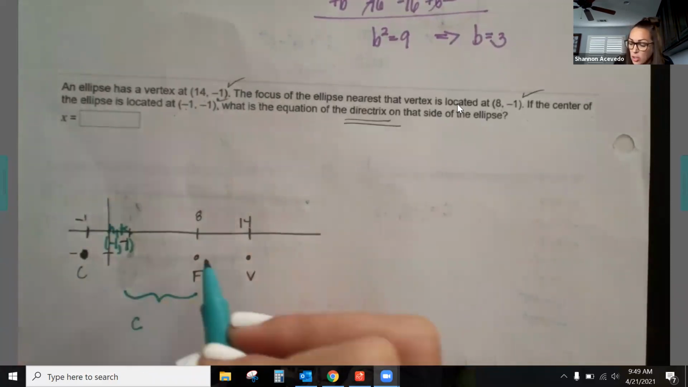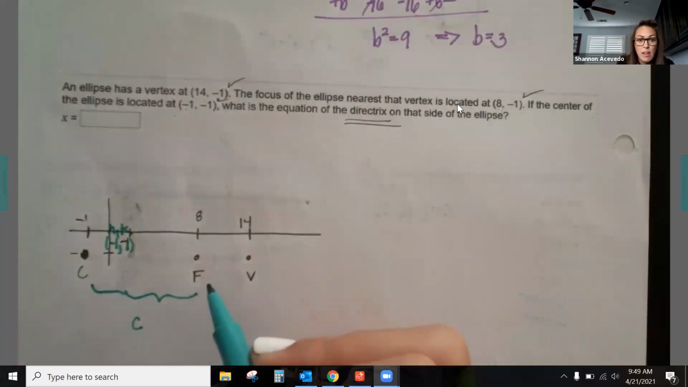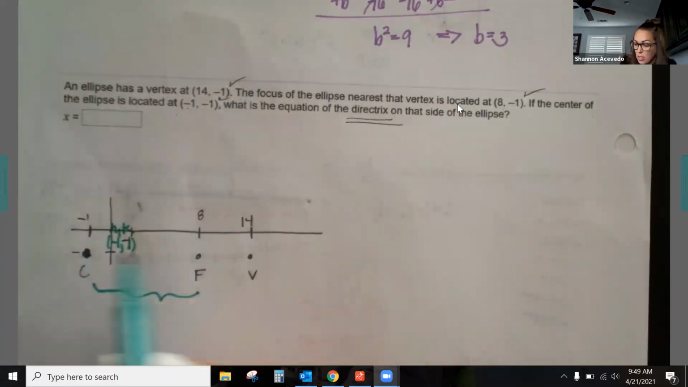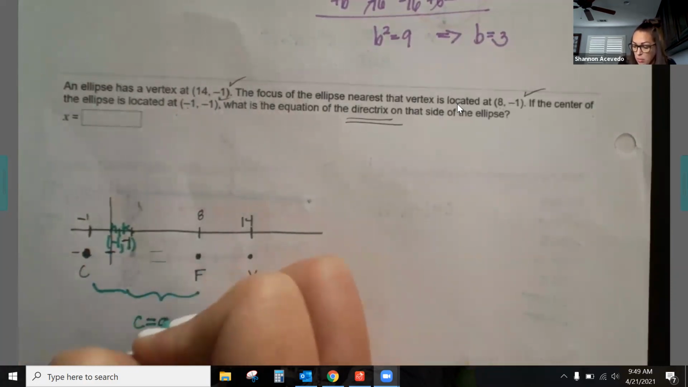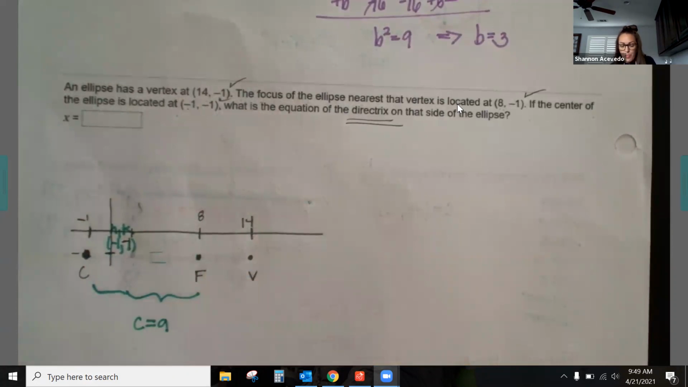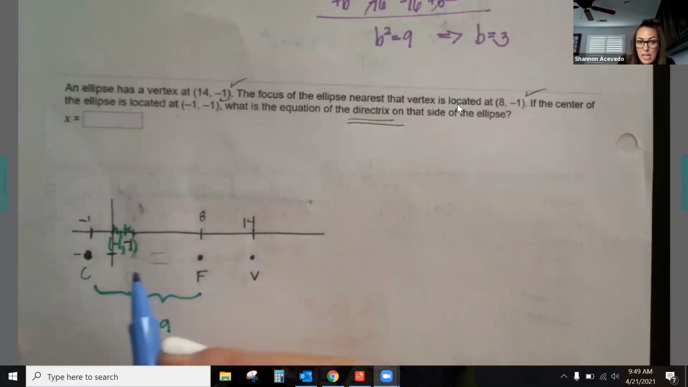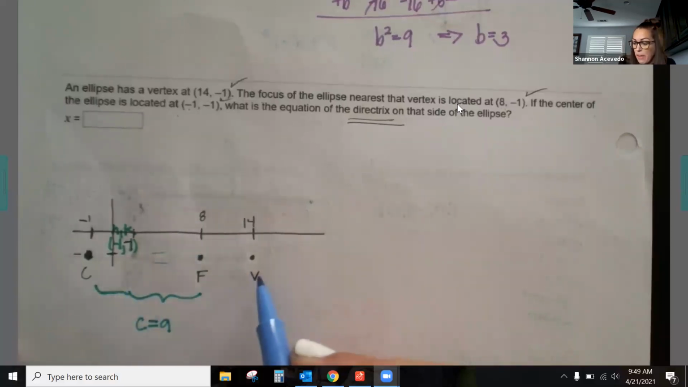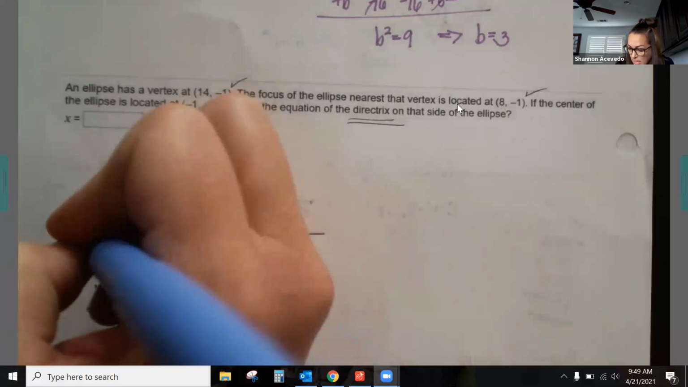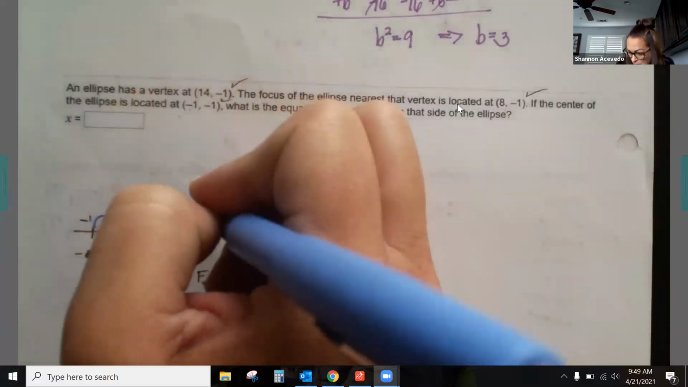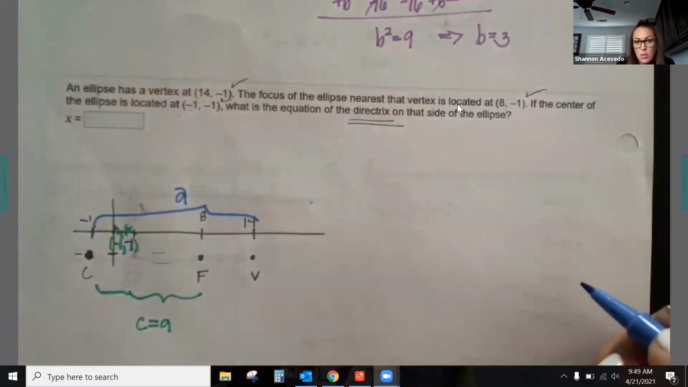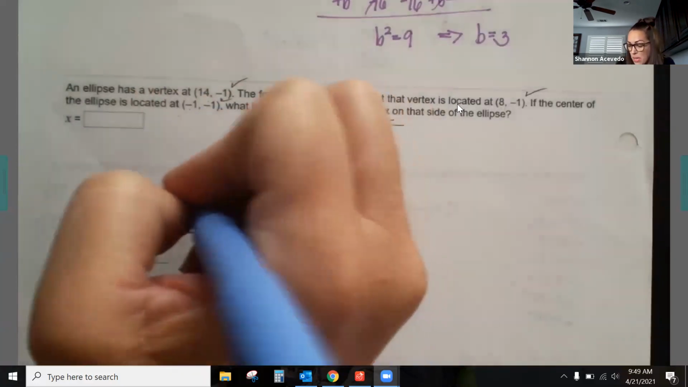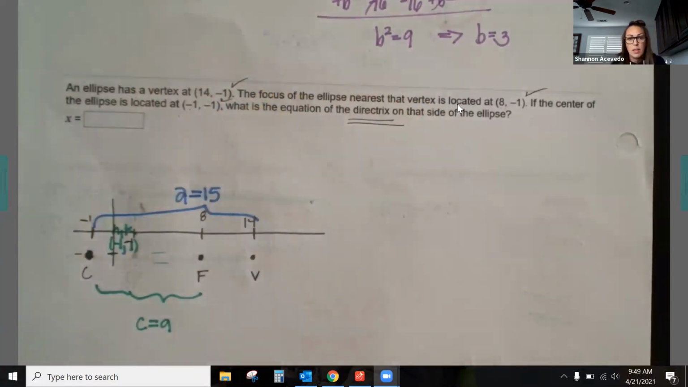So my center to my focus, this is our C value. How far away is this center to the focus? This is going to be a distance of 9. So 8 plus that extra 1, that's telling me my C is equal to 9. The distance from my center to my vertex, this distance here, is my A value. A is always to my vertex, and that's going to be a distance of 15.